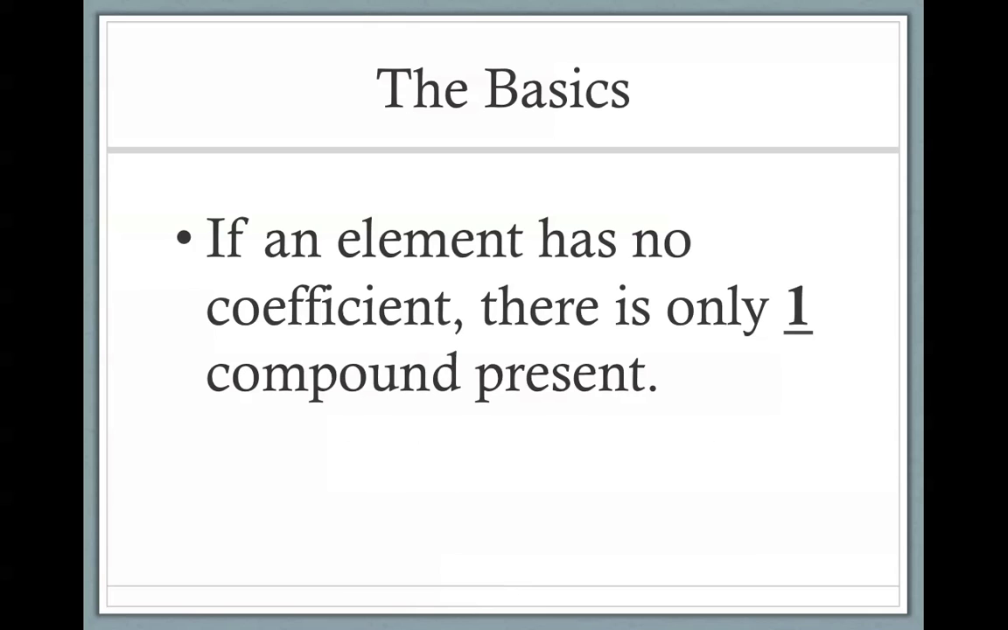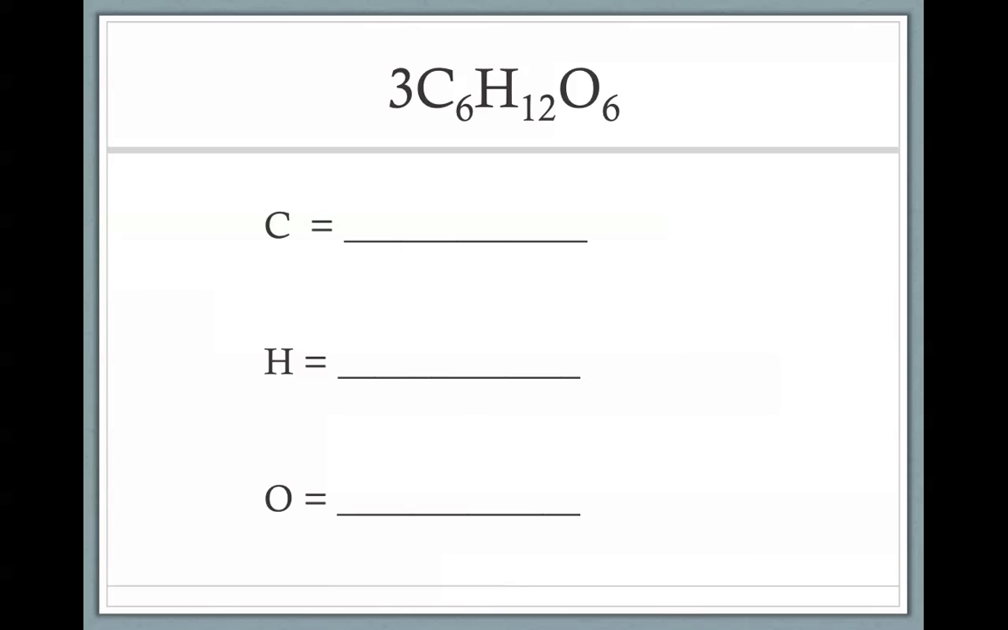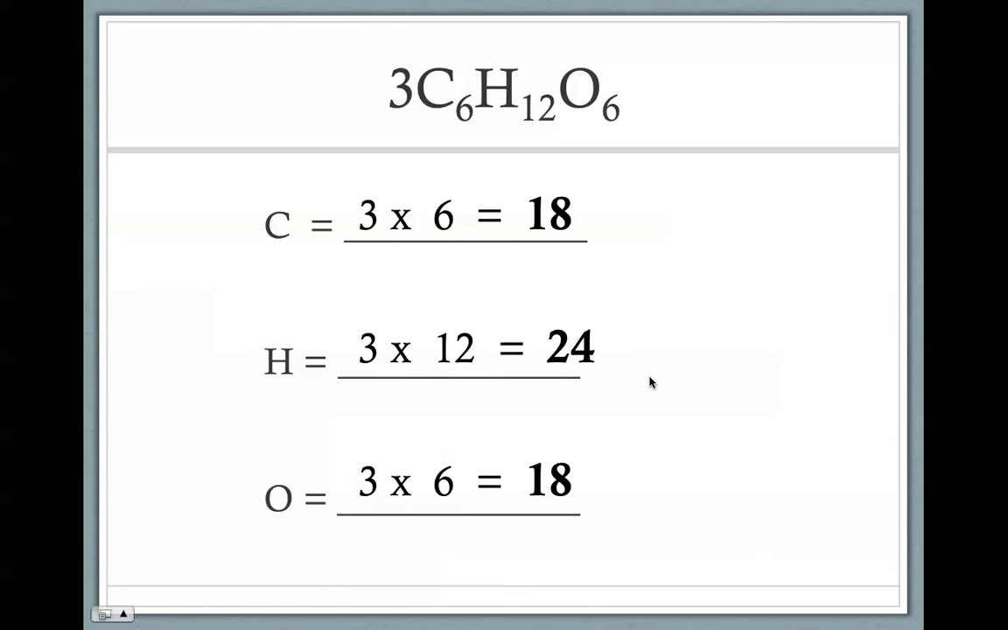Alright, so if there is no coefficient, then it's assumed that there's only 1 compound present. So no numbers out in front. This would be a good point for you to pause the video, see if you can try these out on your own and then check your answers. So if you come back and you've seen that carbon, which has 6 atoms in 1 compound, times the 3 compounds present, means we have a total of 18. Hydrogen, that should say 36 and not 24. So you have 36 hydrogens. Oxygen then is 18 as well.